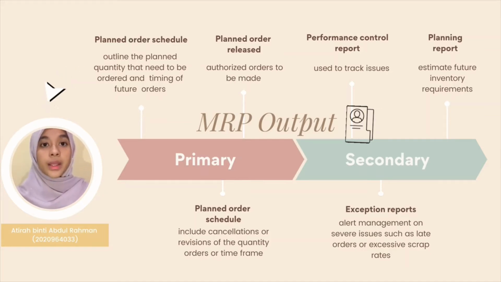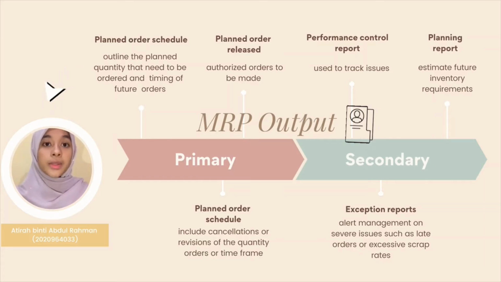Next is the planned order release. These outputs refer to the authorized orders to be made, which means that they indicate the date on which the order needs to be placed to receive goods on time. Lastly, changes to planned orders or order rescheduling, which might include cancellations or revisions of the order quantity or time frame.